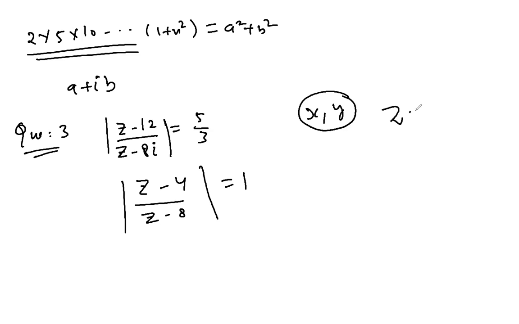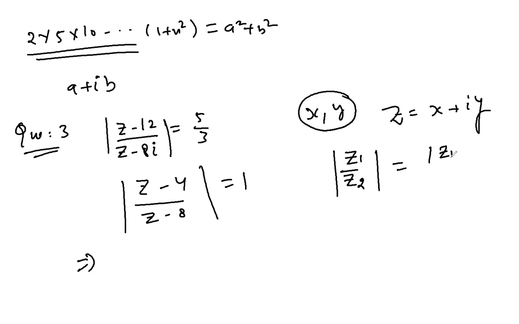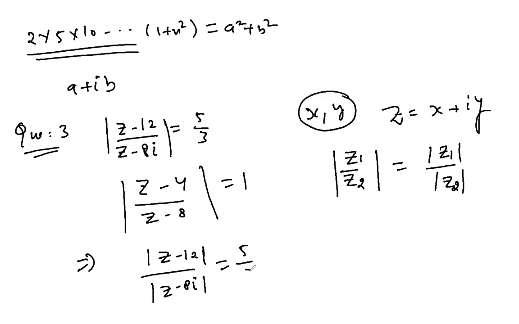So we know that the complex number z is simply written as x plus iota y. Now we will use some complex number identity and then try to solve it. I have told you that if you have two complex numbers and take the modulus of their ratio, it can be written as modulus of z1 divided by modulus of z2. So let's start with the first equation, which is simply modulus of z minus 12 divided by modulus of z minus 8i, equal to 5 by 3.